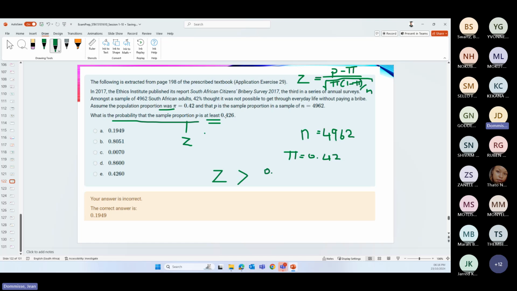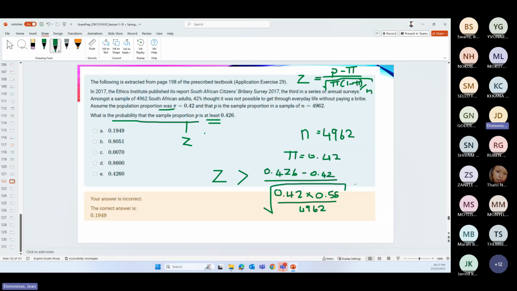Okay, so 0.426 minus 0.42, and that divided by 0.42 times 0.58 divided by this massive sample. So this is probably going to be something small.